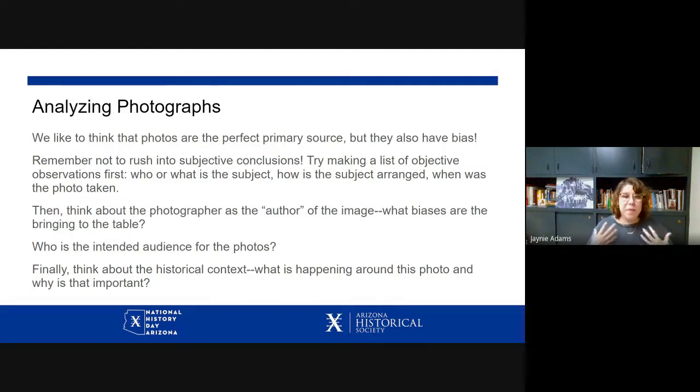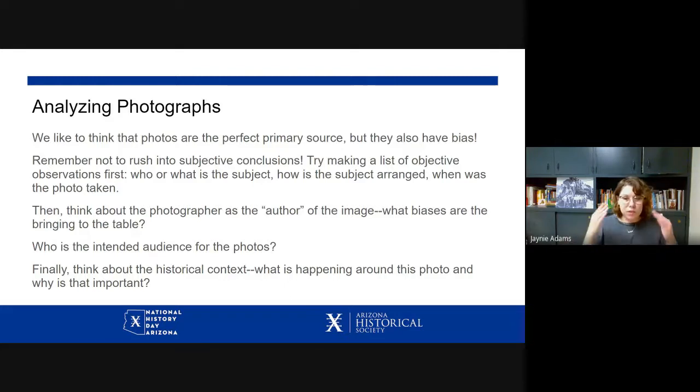And then you want to think about the photographer as the author of the image. What bias is that photographer bringing to the table? How are they depicting individuals or places? Think about who is the intended audience for that photograph. Was this photo taken for someone's family vacation? Was this photo taken at a party and someone thought it would never see the light of day? Or was this photo taken for the front page of the newspaper? All of those audiences change the way that the photo is created and change the photo's meaning.